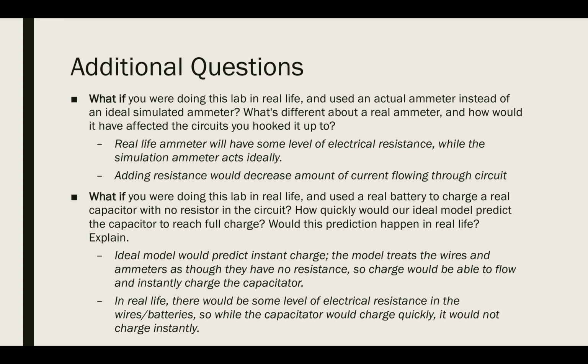To conclude this lab, let's answer some final questions. What if you were doing this lab in real life and used an actual ammeter instead of an ideal simulated ammeter? What's different about a real ammeter, and how would it have affected the circuits you hooked it up to? Well, a real-life ammeter will have some level of electrical resistance, while the simulation ammeter acts ideally with no resistance. So adding resistance would decrease the amount of current flowing through the circuit.